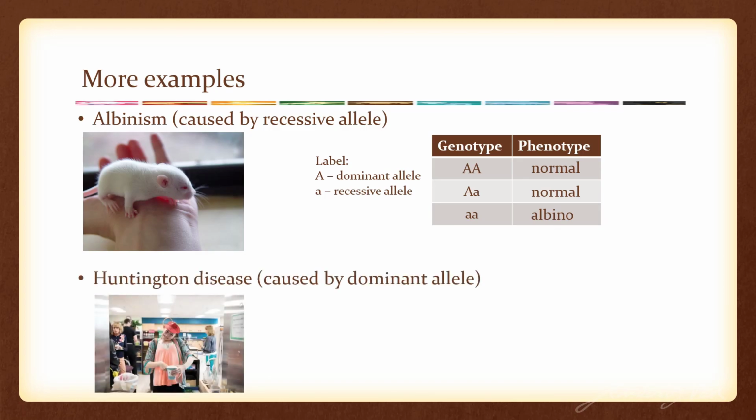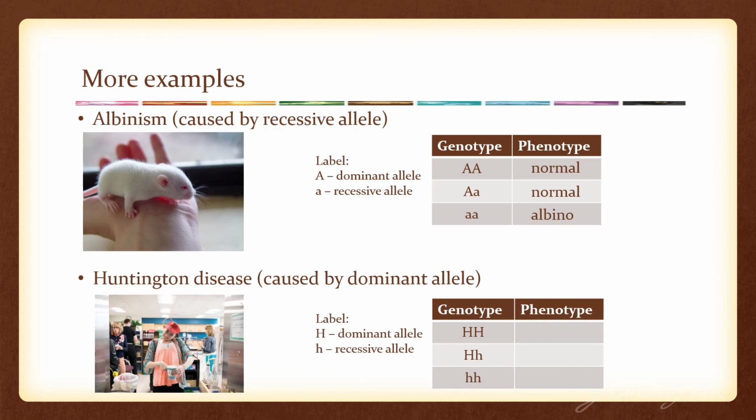The next example is Huntington disease. I have mentioned this before. It is caused by a dominant allele. So please try out and see whether you can fill in the correct phenotype. Someone with two dominant alleles would be suffering from Huntington disease. Heterozygous will also be a patient, because this disease is caused by a dominant allele. But luckily for most of us, we have two recessive alleles, so we are quote unquote normal, or we do not have this disease. This short practice is to help you identify the phenotype given the genotype.